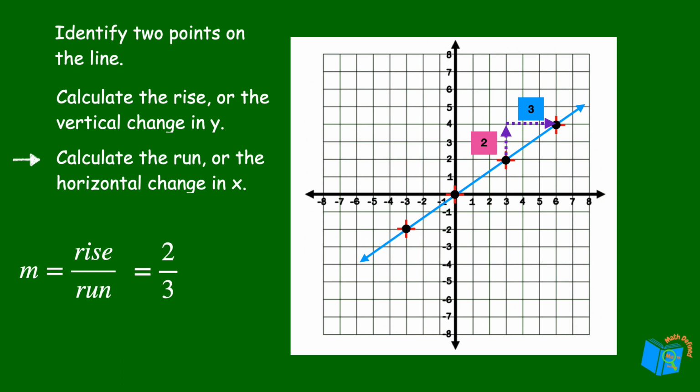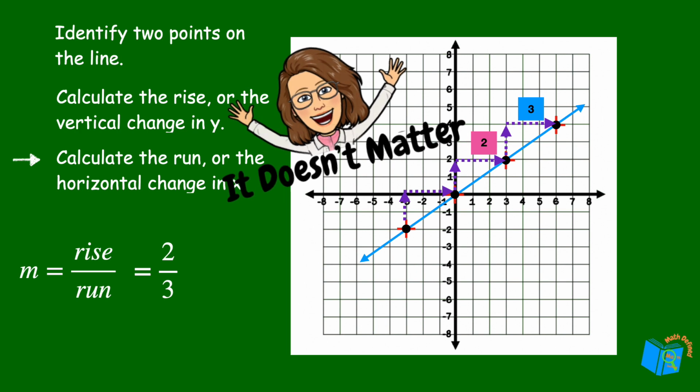A closer look at this 2 over 3 slope means that for every rise of 2 squares and a run of 3 squares, you will reach another point on the line. And since the slope is positive, the rise moves up in the positive direction and the run moves to the right in the positive direction to reach the next point on the line. And as you can see, it wouldn't matter which 2 points you chose. The rise is 2 and the run is 3.